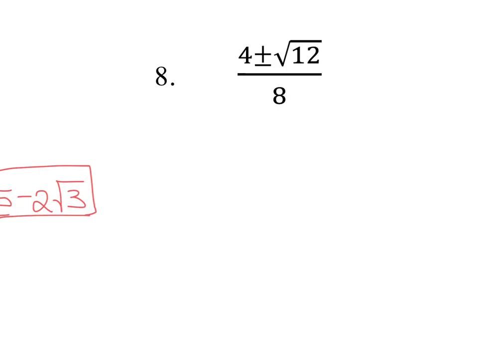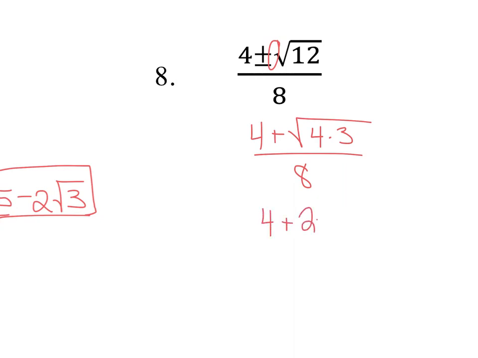Okay, number 8. 4 plus the square root of 12. It's 4 times 3. Remember, right off the bat, I can't simplify 4, 12, and 8 because I need this number on the outside. Right now, there's an invisible 1 that's out there. This simplifies to be 4 plus 2 square roots of 3 all over 8.